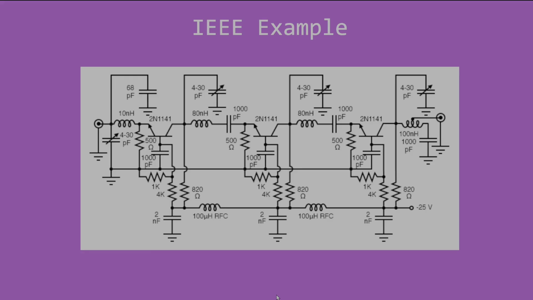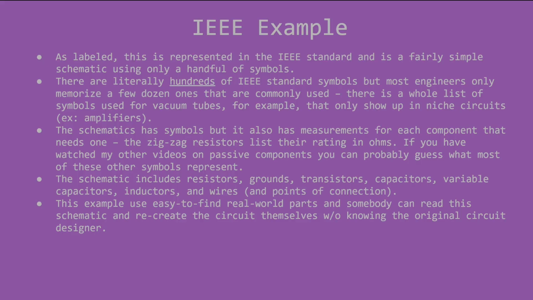There are literally hundreds of symbols in the standard, but to be honest, most engineers only memorize a few dozen and just look up the others. So don't worry about actually memorizing 100 of them or anything. For example, there's a bunch of symbols for vacuum tube components, and you probably won't encounter those much unless you're working with vacuum tube amplifiers.